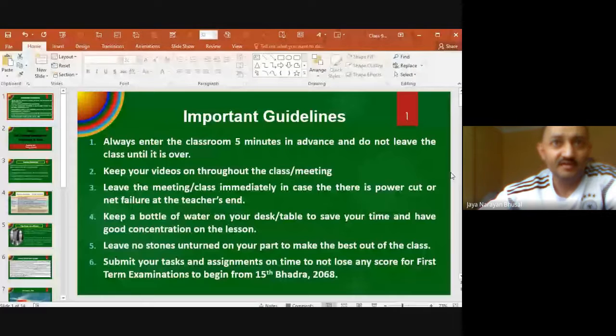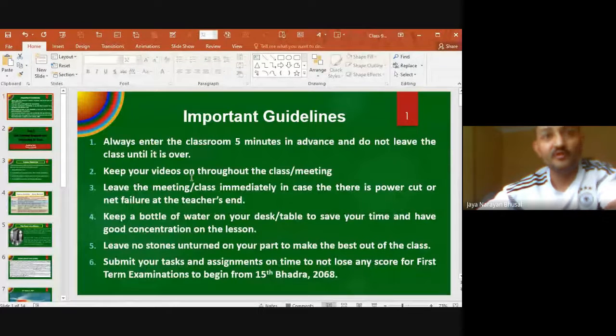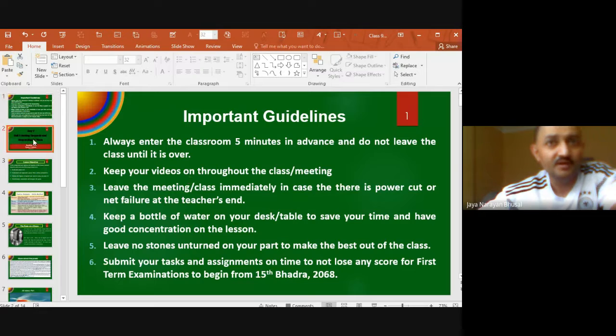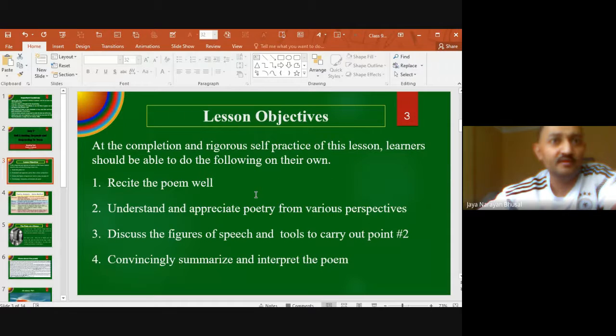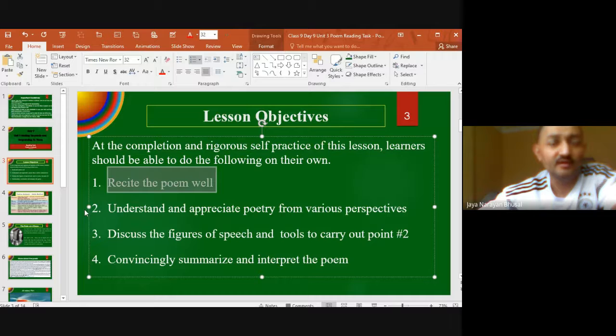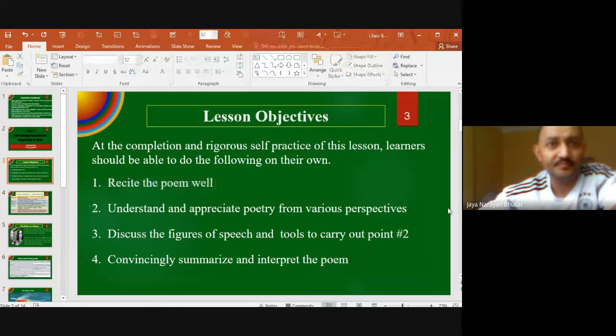So our class starts with these important guidelines you will be following, as I told you. Let's go to the second slide, making requests and responding to them. Okay, today we are doing the full speech poetry analysis. Let's see, these are the takeaways of today's class. These are the objectives. You'll be learning these things from today's class. Appreciate poetry from different perspectives. Okay. Then basic elements of a poem and structure. Let's see what they are.